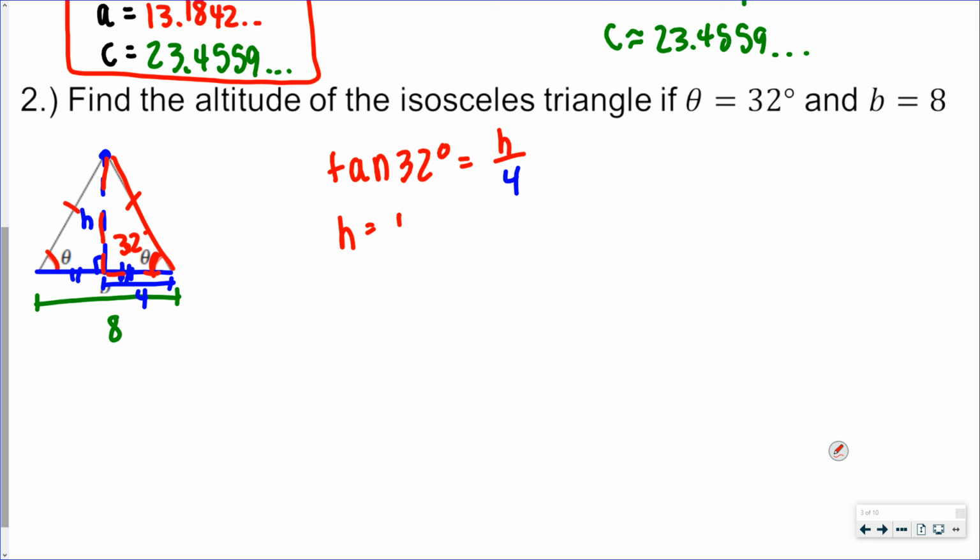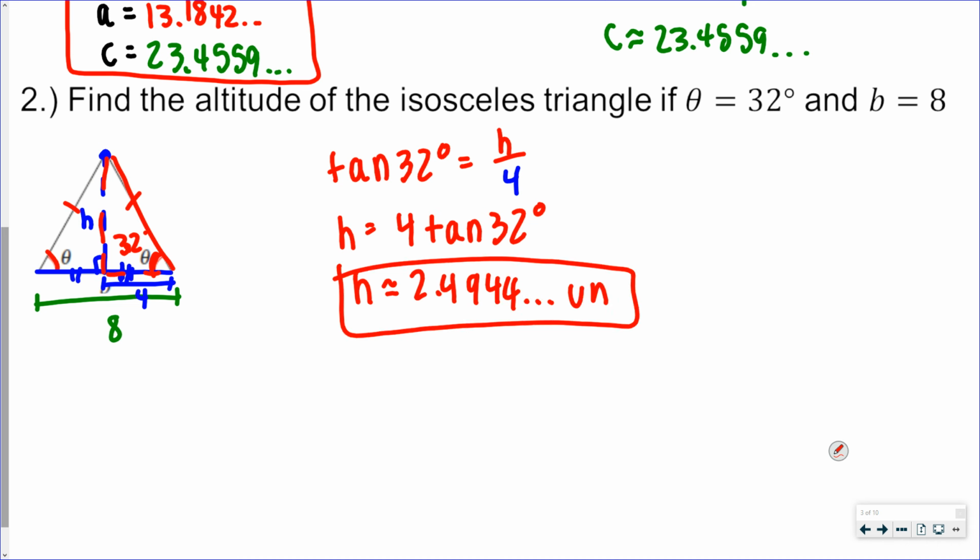Thank you. 4 times the tangent of 32 degrees. Oh, I see degrees. Make sure you're in degree mode. I got about 2.4944. Probably should put units since we're talking about a height or an altitude. Okay. What a good little geometry review.